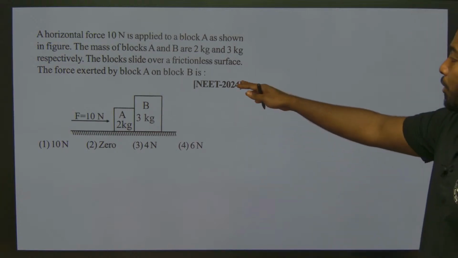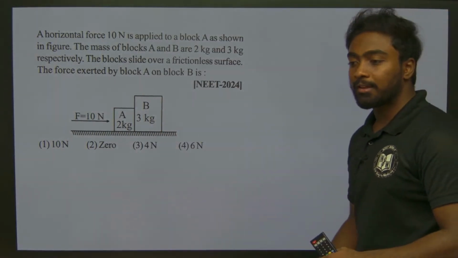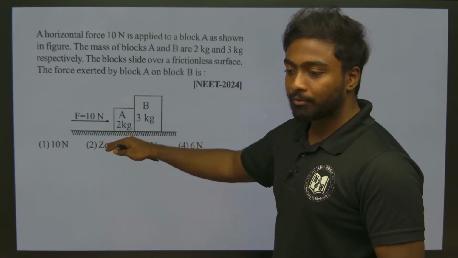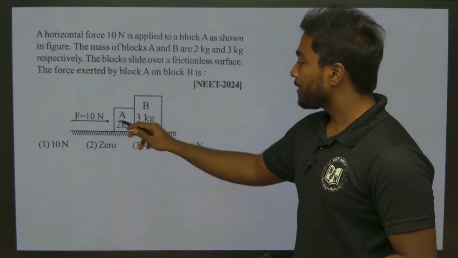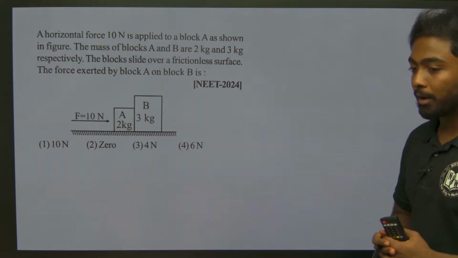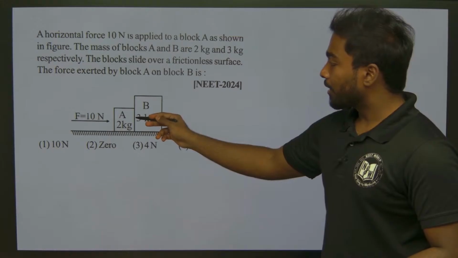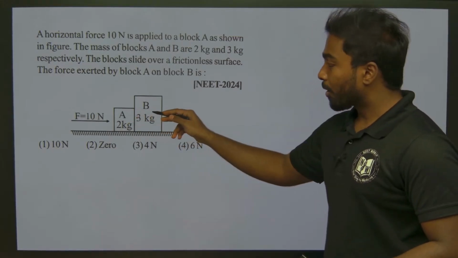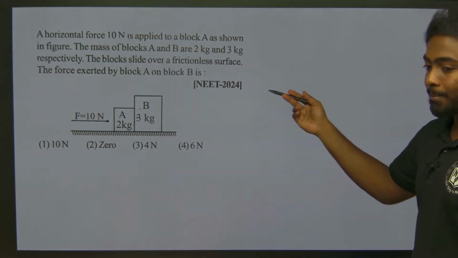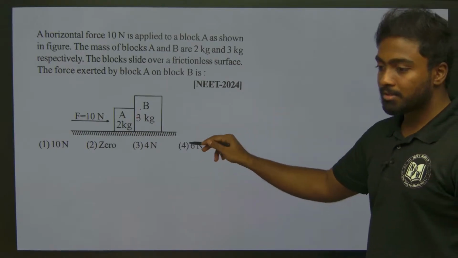Acceleration is not given, so I need to find the acceleration also. To find the acceleration, what is the easy method we saw? Acceleration is nothing but force divided by the total mass of the system. Force is 10, and the total mass of the system is 2 plus 3, which is 5. So acceleration will be 2 meter per second square. And for the normal reaction, for block A it will be in this direction, for block B in this direction. So N will be equal to mass into acceleration. Mass is 3 kg, acceleration is 2, so the answer will be 6.